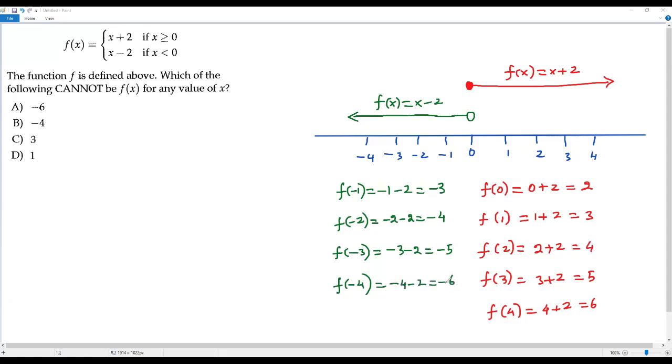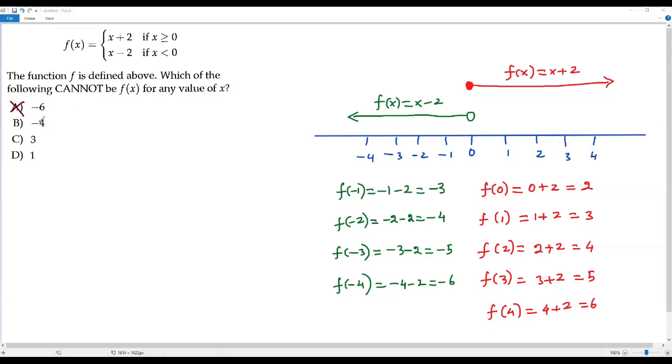Okay, I think the calculations we have done so far are enough. Now we can start verifying the given answer choices. That is, we have to find the one which cannot be the value of f of x. Okay, let me go to answer choice A. We have -6. So I find -6 over here as one of the values of the given function. So this -6 can be the value of f of x, but we have to find the one which cannot be the value of f of x. Since this -6 can be the value of the function f of x, we can reject answer choice A.